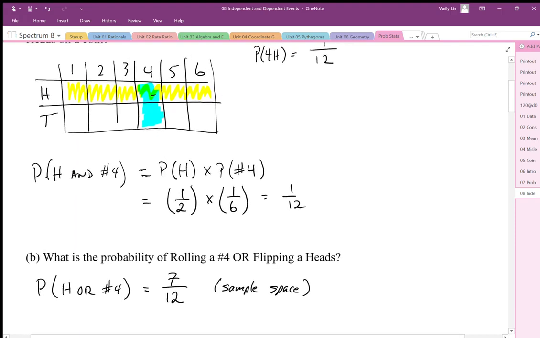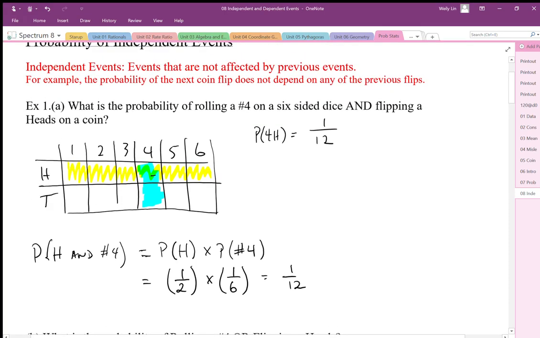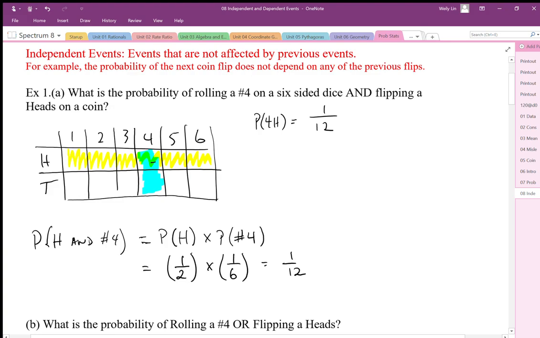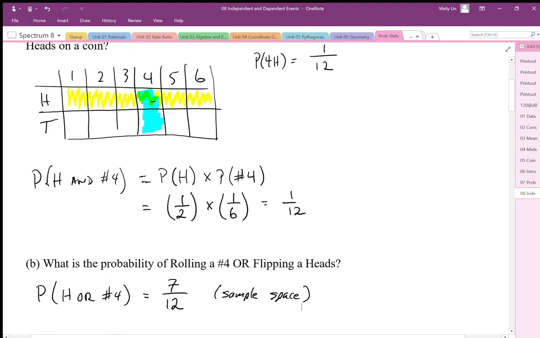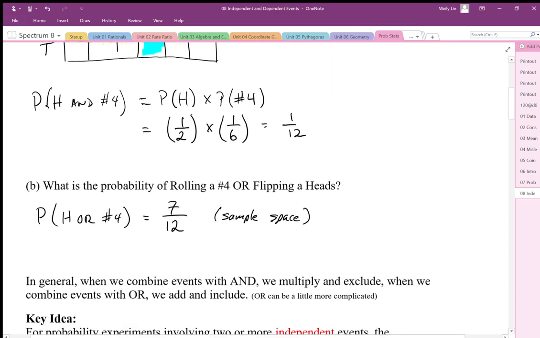Now, there is actually some calculation that allows us to calculate the probability of rolling a 4 or flipping a heads, but it is quite a bit more complex than when we have the situation of rolling a 6 and then flipping a heads. So in general, the AND form of combining probabilities is easier. The OR form is a little bit more complicated. We're not going to get into it.